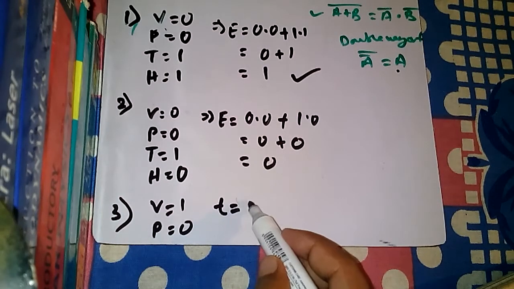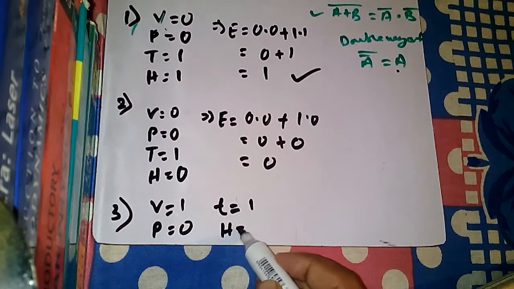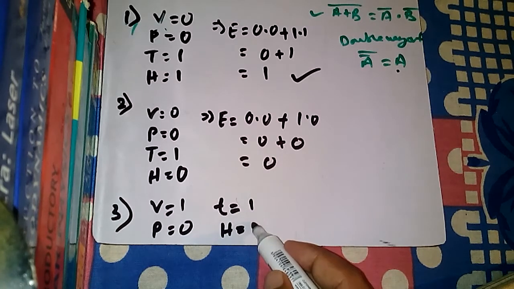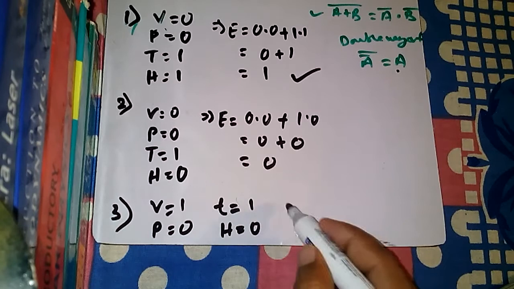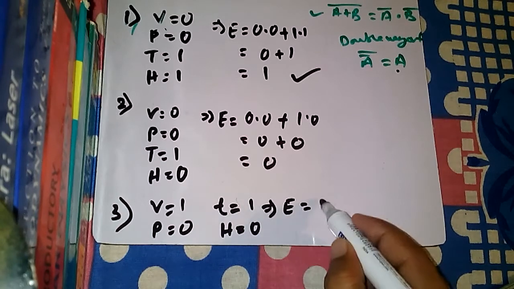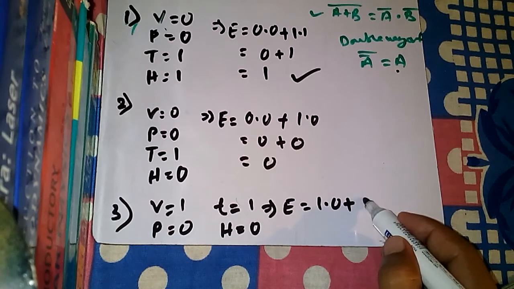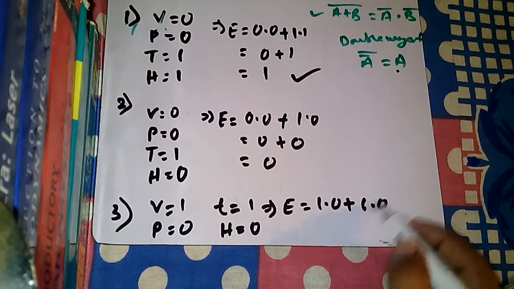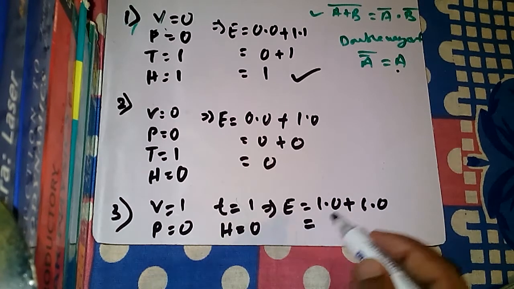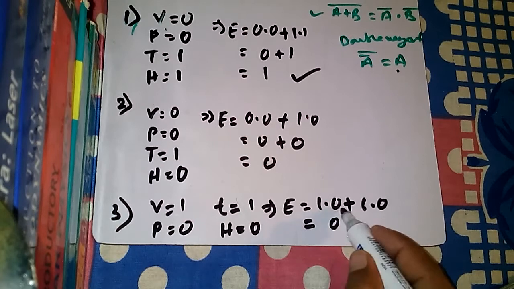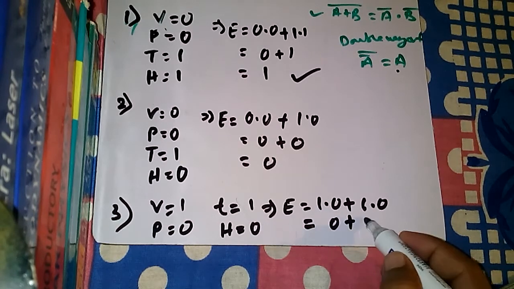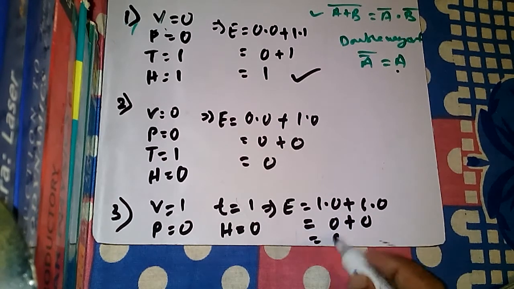T is greater than 40, that means T is 1, and H is less than 50, that means H is 0. Now under this condition, if we find E, then 1 dot 0 plus 1 dot 0, we again have 0 by Boolean algebra OR operation. Now 0 OR 0 is 0.